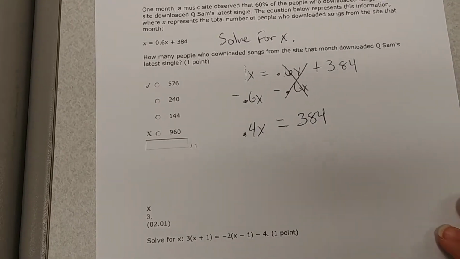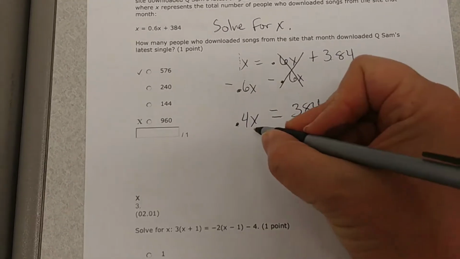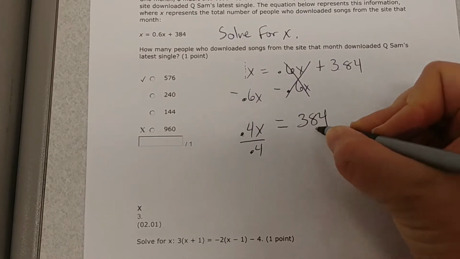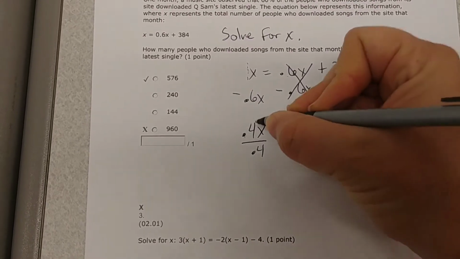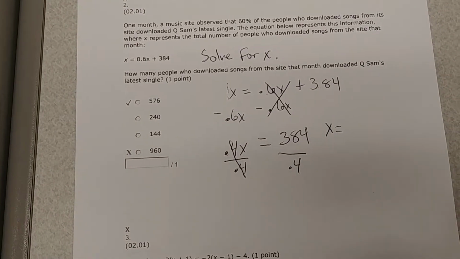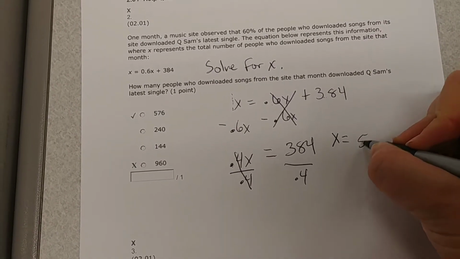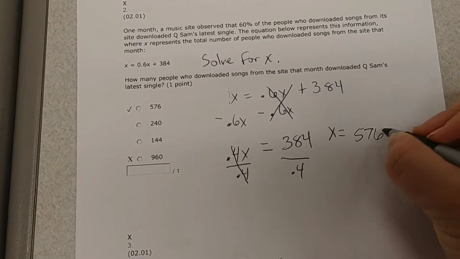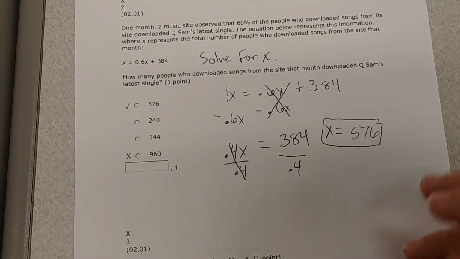So to get the x officially alone, I'm going to divide by the 0.4. I would use my calculator, especially when dealing with those decimals. And when you do that, you should get 576, which is what they are saying that answer should be.